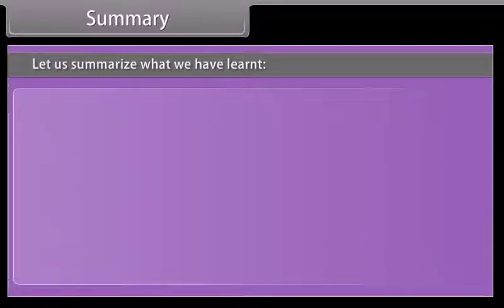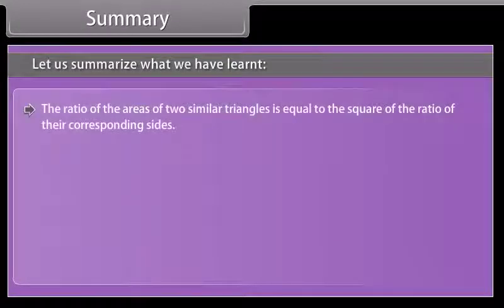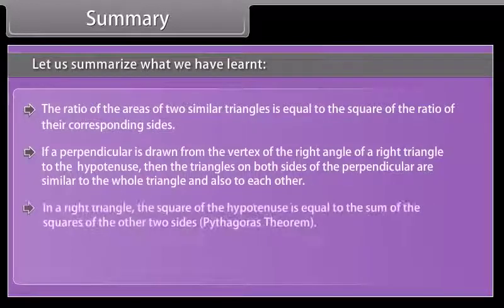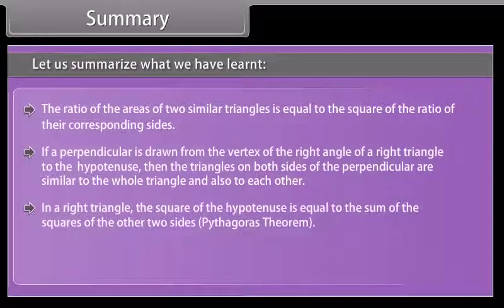Summary. Let us summarize what we have learned. The ratio of the areas of two similar triangles is equal to the square of the ratio of their corresponding sides. If a perpendicular is drawn from the vertex of the right angle of a right triangle to the hypotenuse, then the triangles on both sides of the perpendicular are similar to the whole triangle and also to each other. In a right triangle, the square of the hypotenuse is equal to the sum of the squares of the other two sides, Pythagoras' theorem.